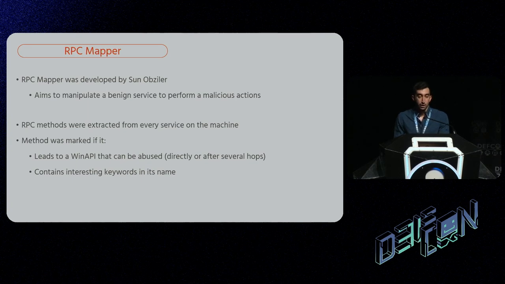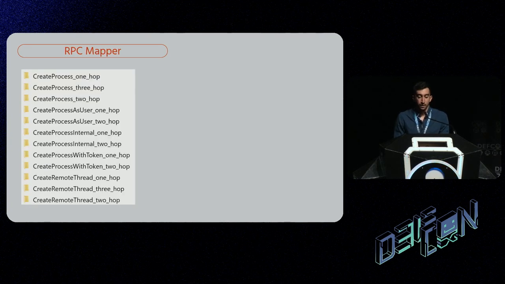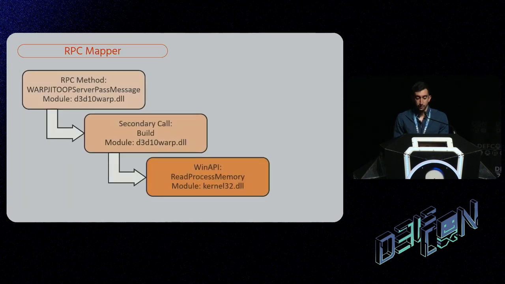Let's take a look at the output of the tool. Here we can see it found RPC methods that lead to APIs like CreateRemoteThread or CreateProcessAsUser. It found the calls after one, two, or three hops. An example of a call will look like this. The RPC method ServerPassMessage is exposed by the DLL d3d10warp. It will call an internal non-exported function called Build, which will then lead to ReadProcessMemory.